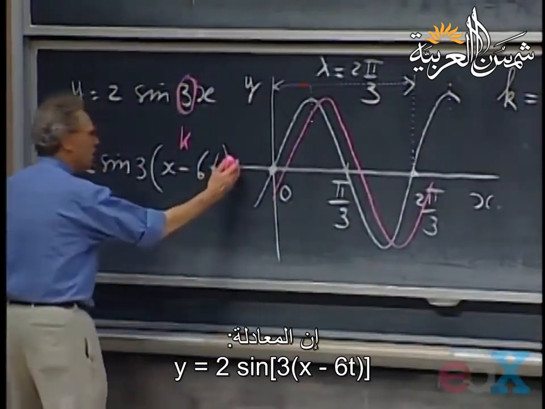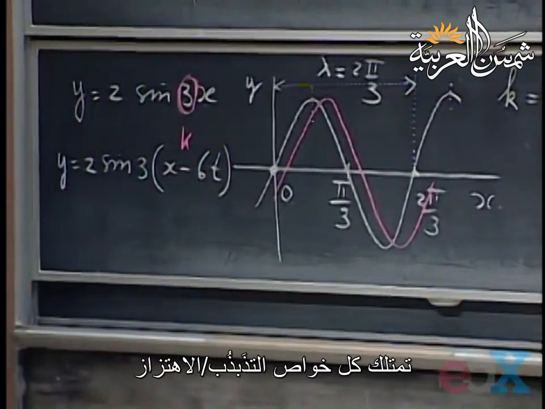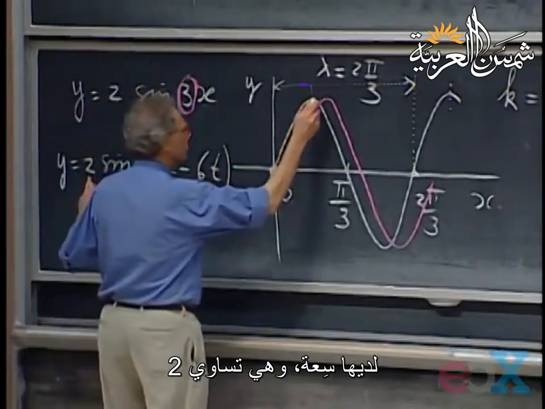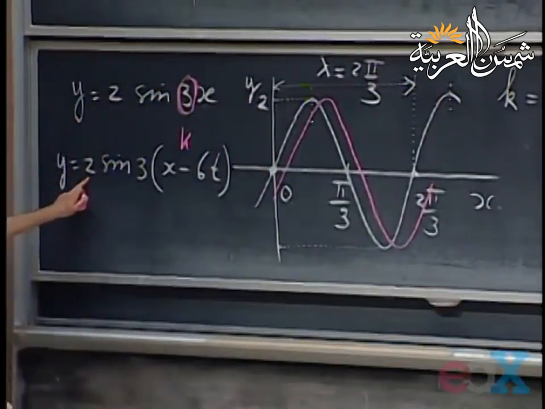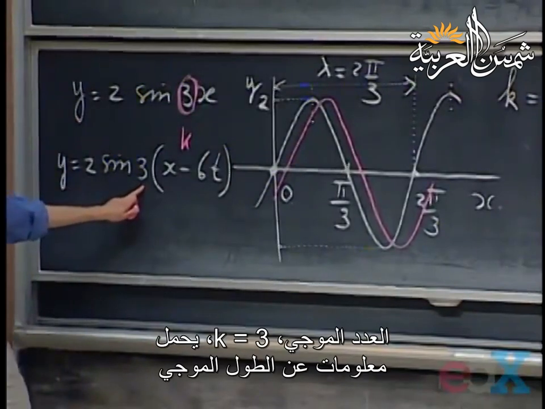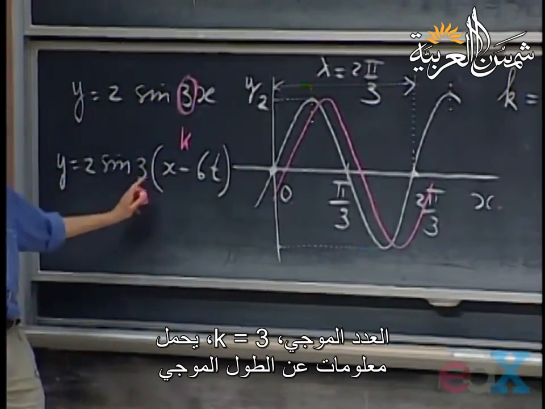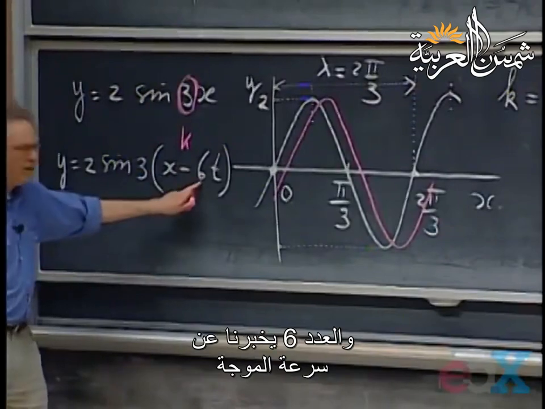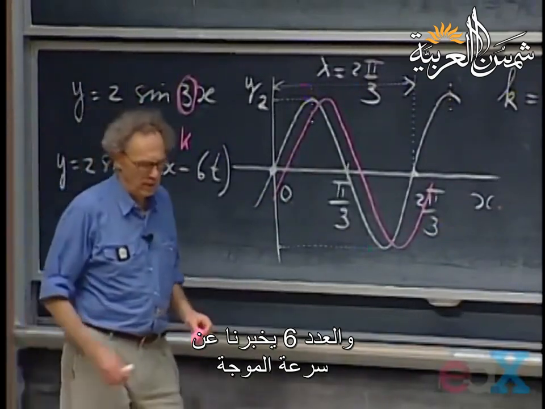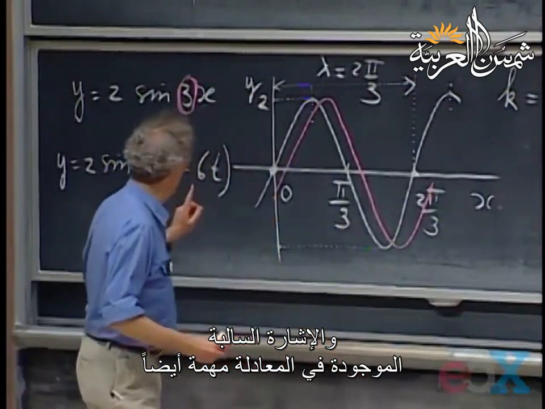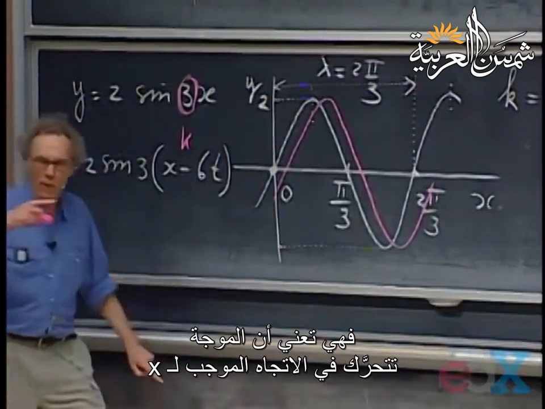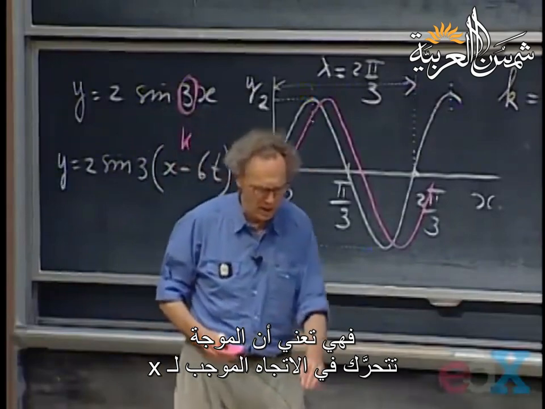So this equation, when you look at it, holds all the characteristics of the oscillation. It holds the amplitude. This 2 is the amplitude. This is minus 2. That's the amplitude. This information, k, holds the information on the wavelength. And this information tells you what the speed is. And the minus sign, which is important, tells you that it's going in the plus x direction and not in the minus x direction.